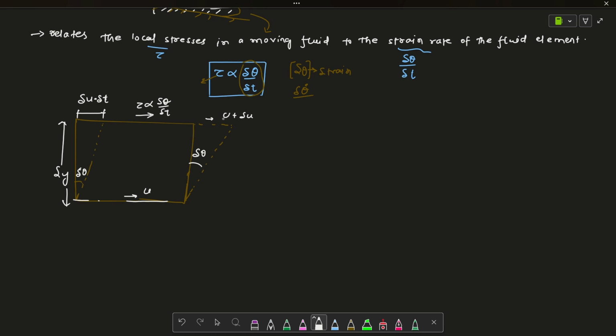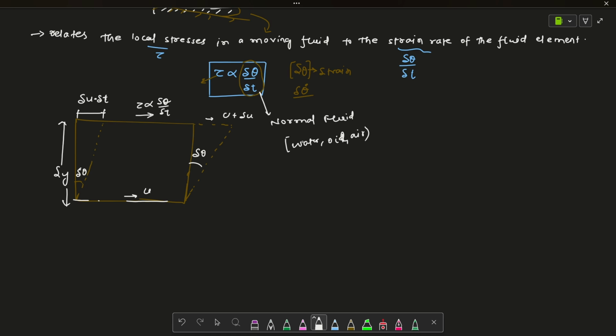So this relation is valid for many common fluids like water, oil, and air. So it shows a linear relation. That's why we have written it here. But this linear relation means tau is directly proportional to only the single shear strain rate. So this is only valid for normal fluids that we use nowadays in our life, like water, oil, and air.